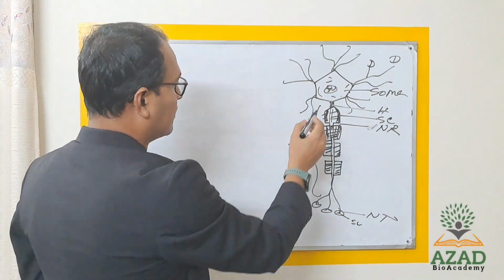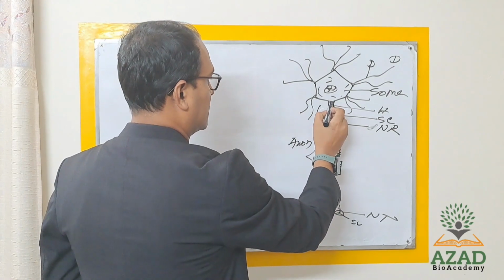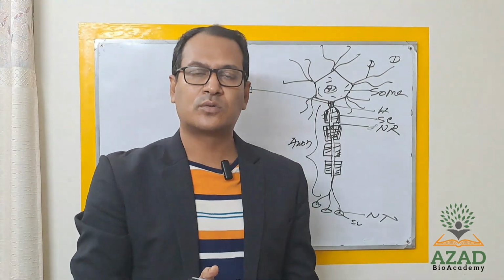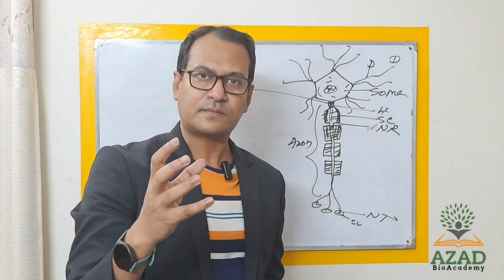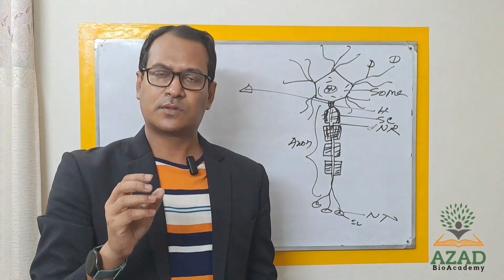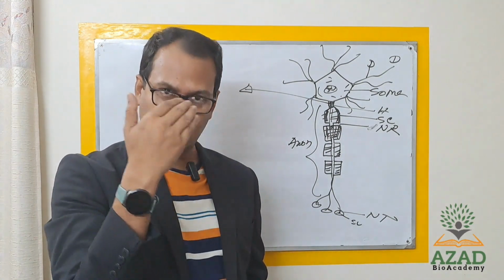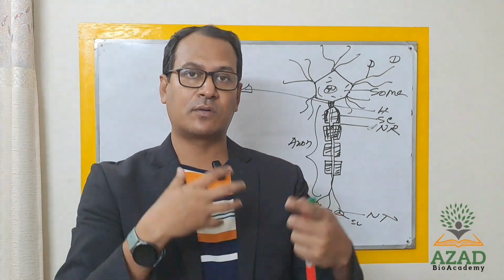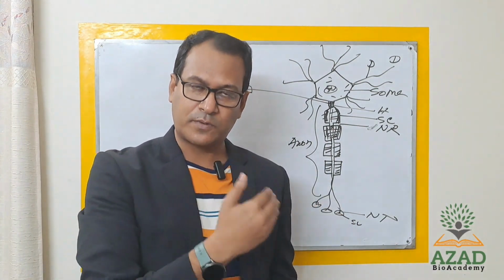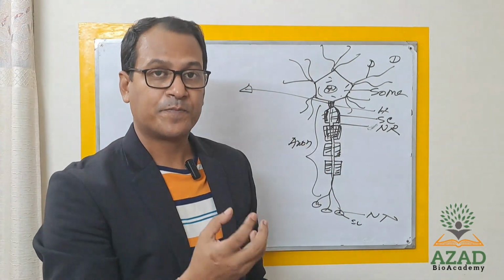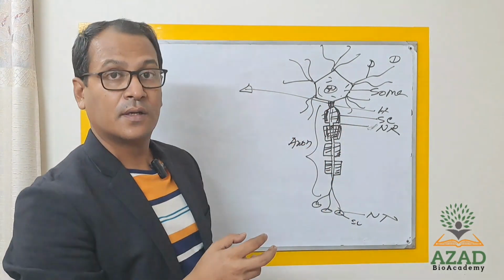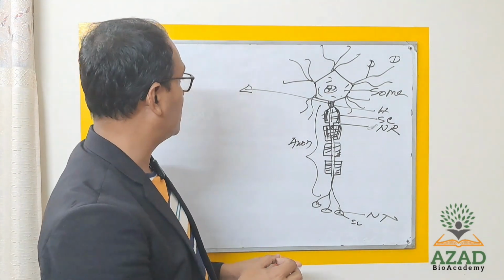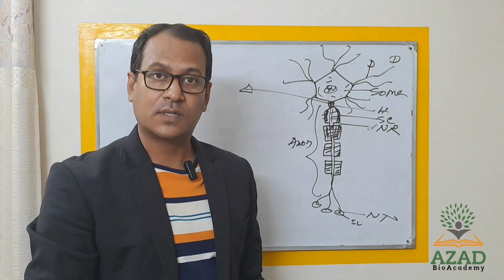Okay, and the hillock is the trigger point of the nerve cell. It is very sensitive, and there voltage gated sodium channels are very prominent, and voltage gated potassium also. All other channels are there too. The sodium potassium ATPase, which is responsible for maintaining your membrane potential, is also present. But the hillock, the trigger zone of the nerve cell, is highly prominent in voltage gated sodium channels.